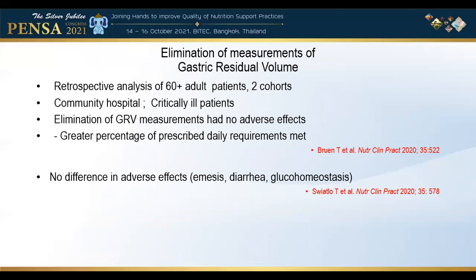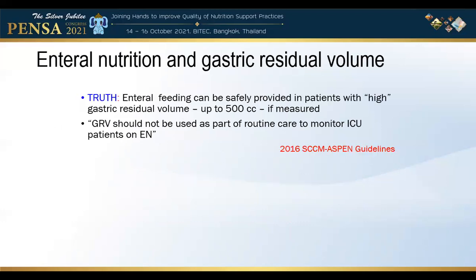A retrospective analysis of 60-plus adult critically ill patients in a community hospital showed that elimination of gastric residual volume measurement had absolutely no effect on the patient, and a greater percentage of prescribed daily requirements were met. In terms of adverse effects, emesis, diarrhea, glucose homeostasis, there was no adverse effect at all. And these are new references from just last year.